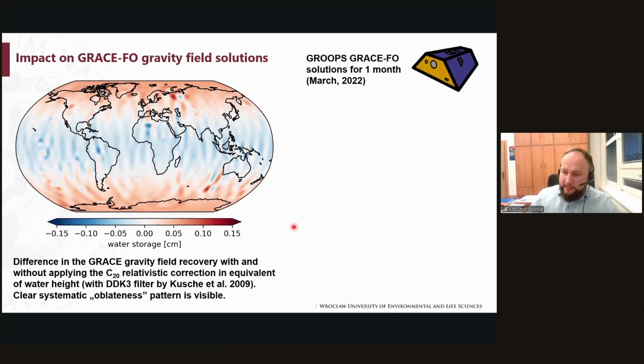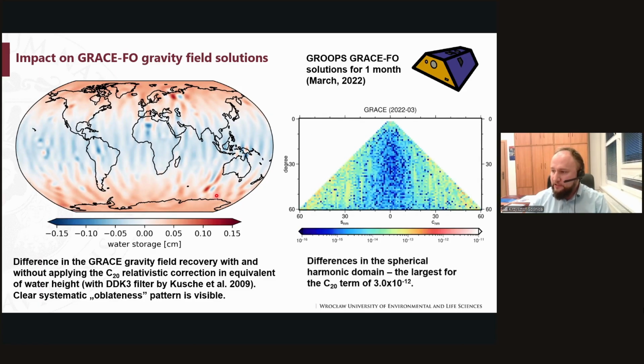Now let's have a look at the results. We ran a test using real GRACE Follow-On data, one solution without considering this correction and the second with considering this correction. The scale here is from minus 1.5 millimeters up to 1.5 millimeters. So we see a clear systematic pattern. This is not just noise, an effect that is buried somewhere in the noise of the solution, but we see a clear oblateness-like pattern in the GRACE-like solution.